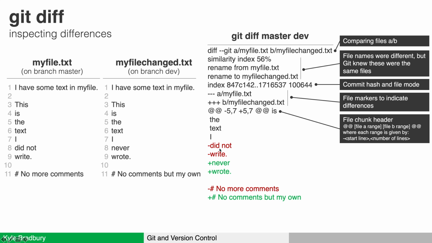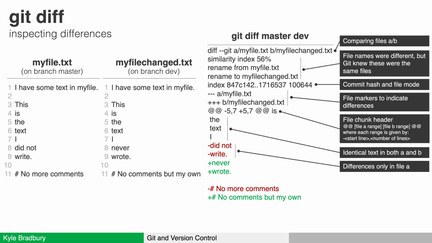And then it shows the differences between these. Here, the dashed ones, did not and write, were only found in myfile.txt, while never wrote was in myfilechanged.txt. So it's showing you the differences between the two. And then here, no more comments is again only in myfile.txt, and no comments but my own was in myfilechanged.txt. So this gives you what the differences are, and you can use this to understand what the changes were: identical text in both A and B, differences only in file A, only in file B.